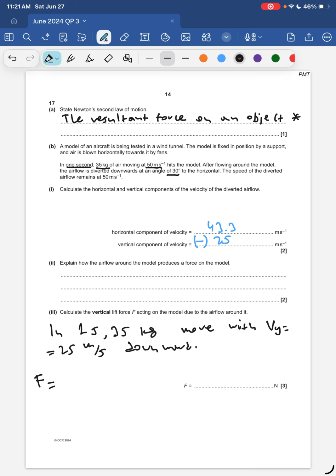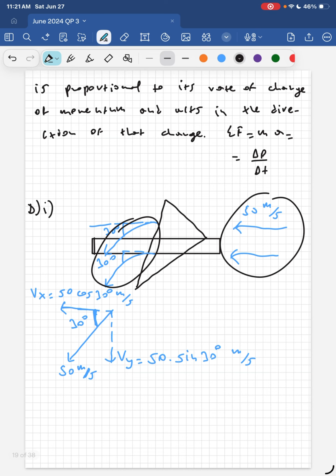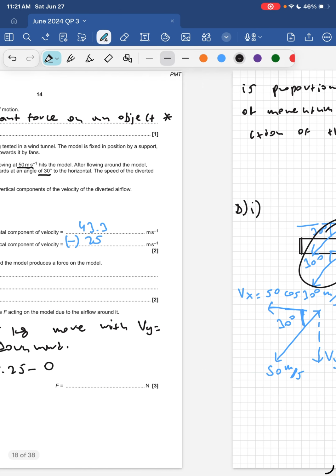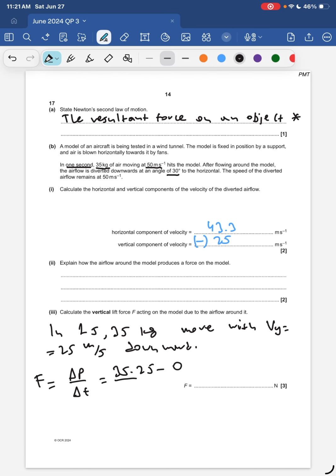Okay, so the force is the change in momentum with respect to time. So the momentum is 35 kilograms times 25 meters per second for the y component. That's the final momentum minus the initial momentum in the y direction, which is 0, because remember, this is the picture. Initially, we only have a horizontal component and no vertical component. So 0 is the initial momentum in the y direction. And the duration is 1 second. The units are kilograms, meters per second, and then we get another second in the denominator, so we get newtons. So this is 875 newtons. And this was question 17. I hope it makes sense.